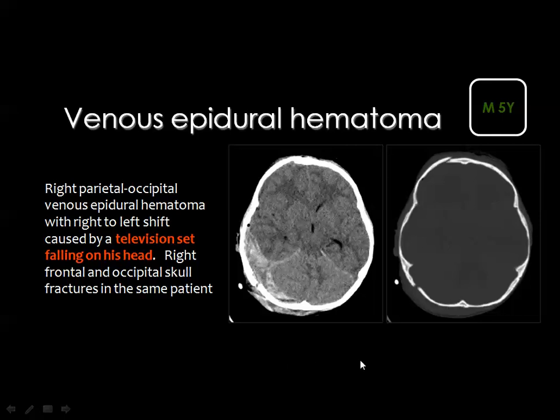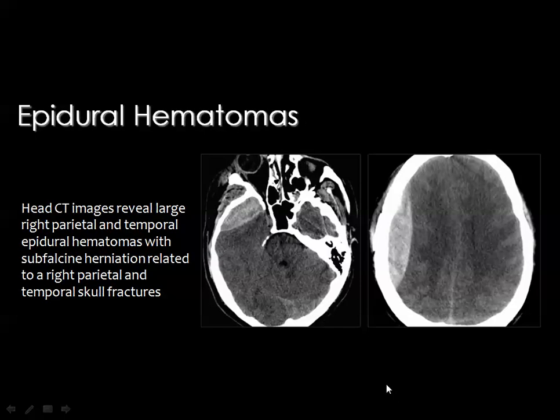Then here is a child hit by a television set, and he developed a skull fracture seen in the bone window image and an epidural hematoma extending along the surface of the cerebellum as well as the surface of the temporal lobe. There is some subgaleal hemorrhage as well. And this is two epidural hematomas on the same side. A small hematoma in the temporal area and a larger hematoma in the parietal area.